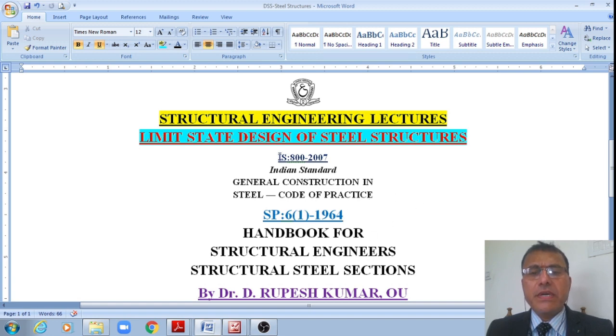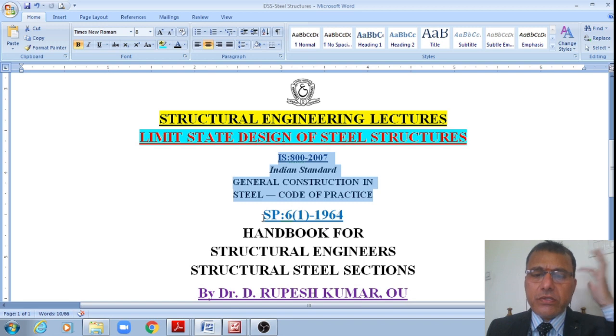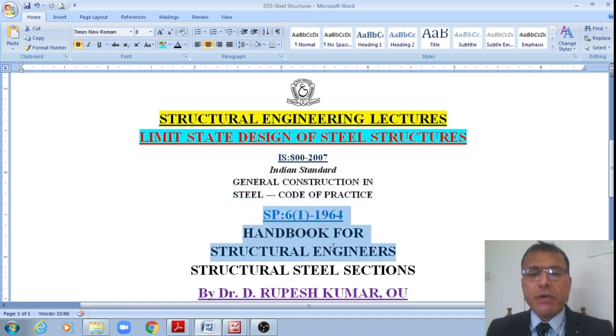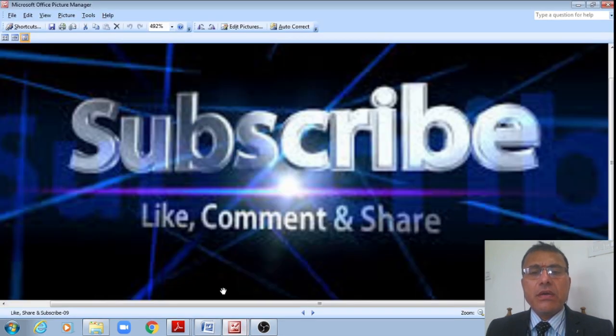The other day we have discussed geometrical properties as well as structural properties conforming to SP 61 1964, the handbook for structural engineers, structural steel sections, right? Now in today's class we shall see the geometrical properties as well as structural properties conforming to SP 61 1964, the handbook for structural engineers, structural steel sections, right? Now let us move to the discussions.